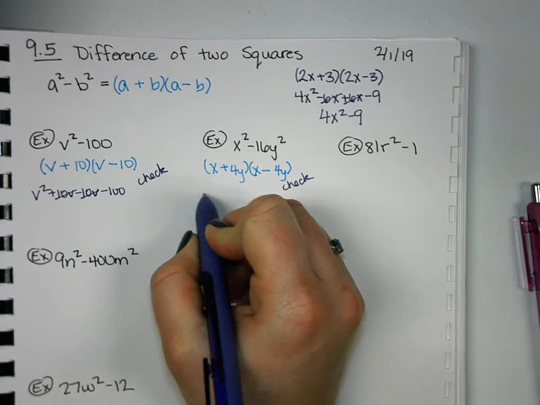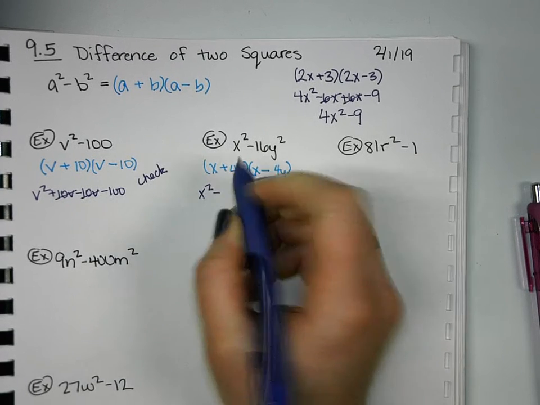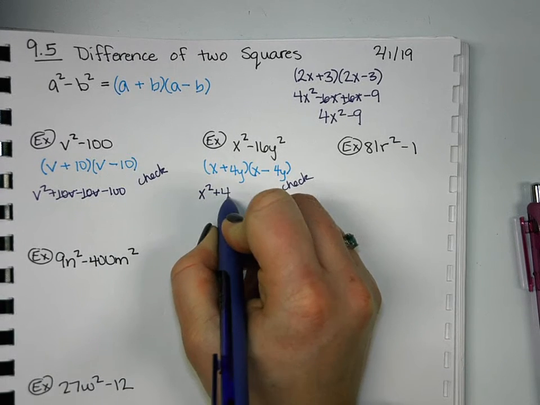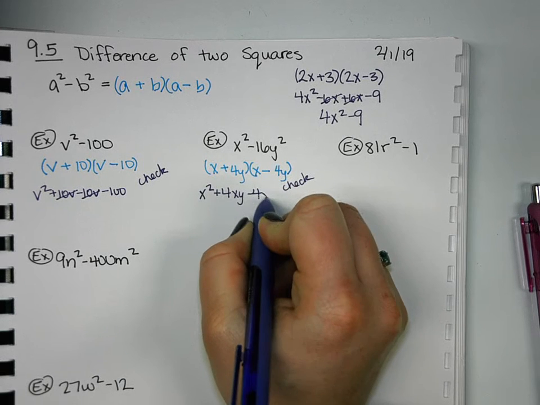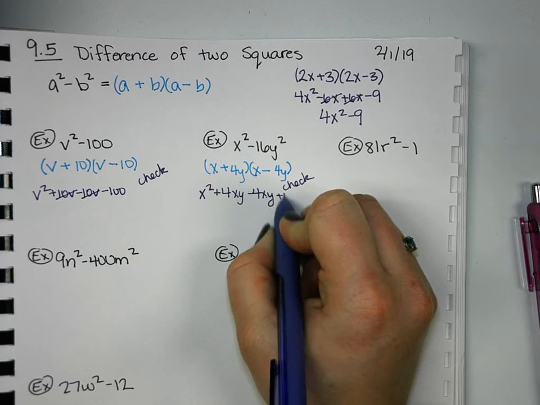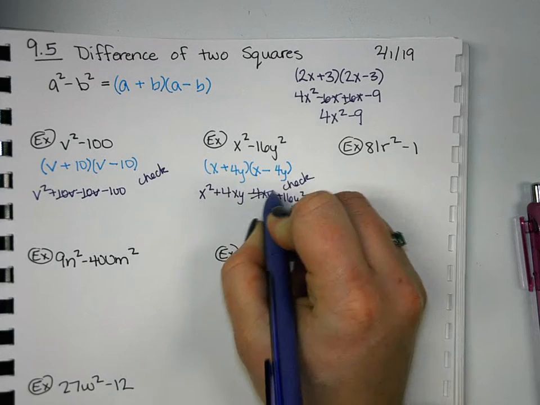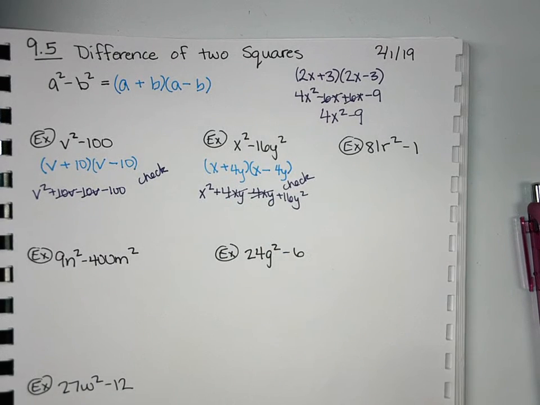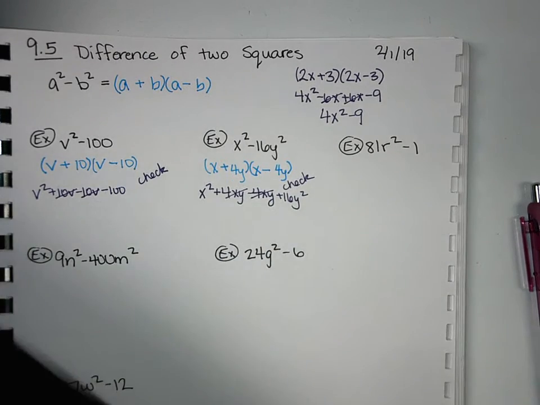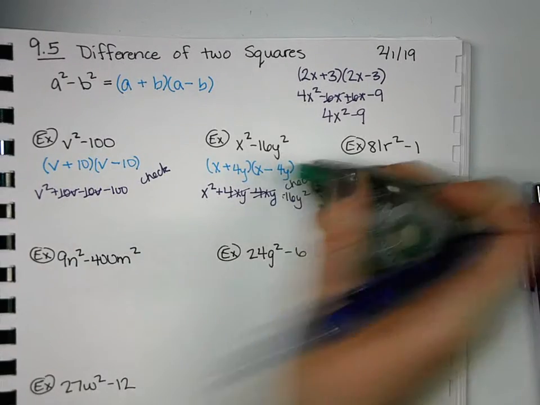By multiplying it back together, we'd have plus 4x times y minus 4x times y plus 16y squared. Those add up to 0, giving us what we started with. Whoa, that's a minus 16y squared, not a plus.